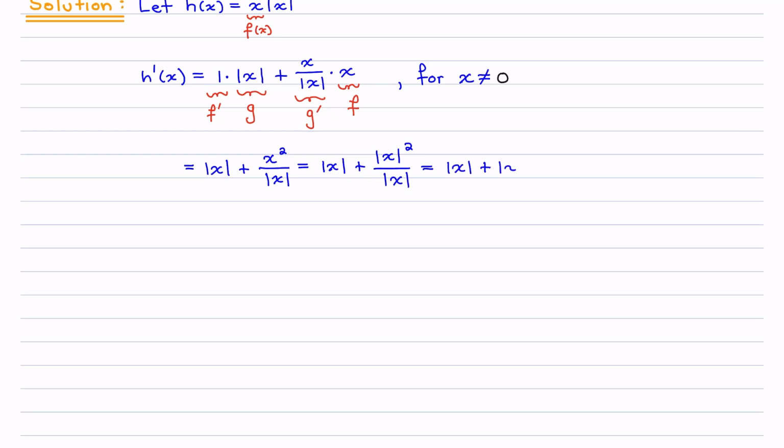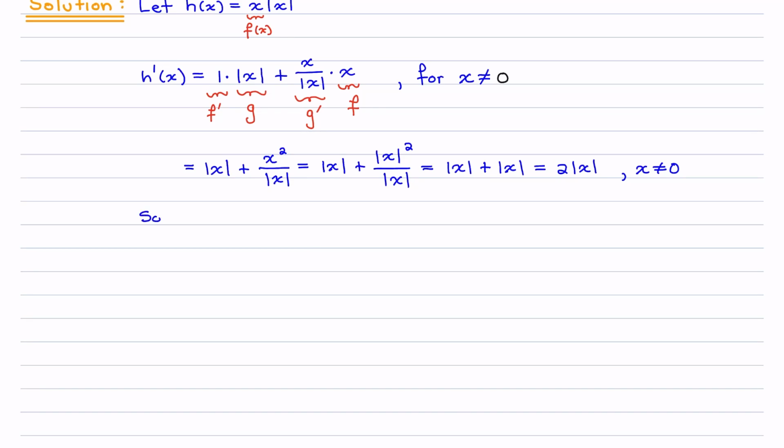And so we get this, which we'll simplify as 2 absolute x. Again, x is not 0. And you can't just say, well, since the denominator is now gone, the function is differentiable at 0, that may not be the case. Okay, so let's simplify this and see what we have.